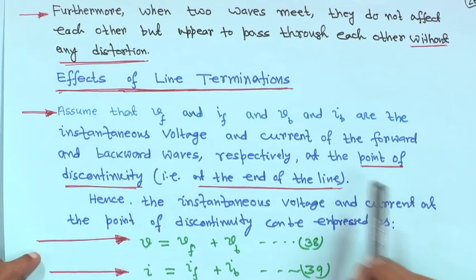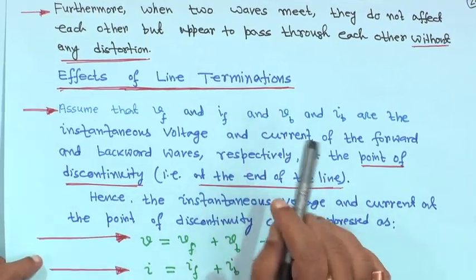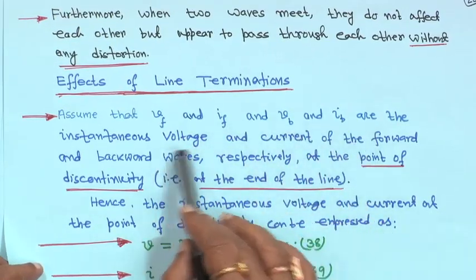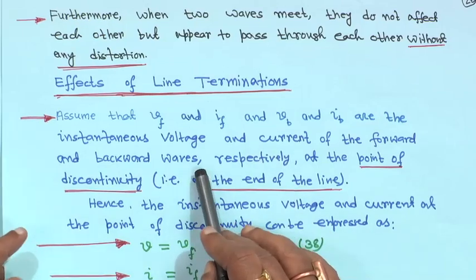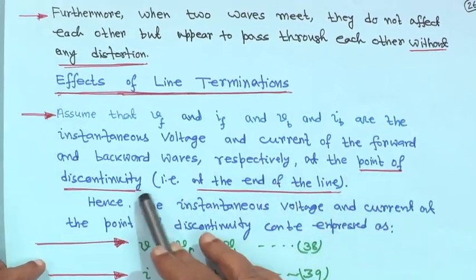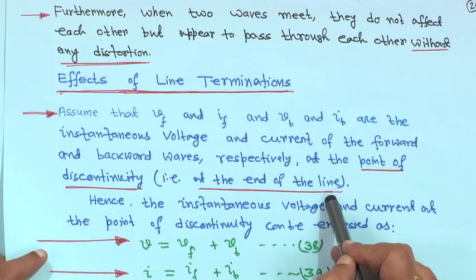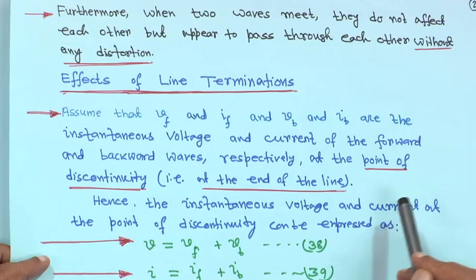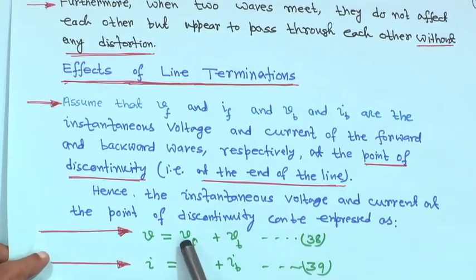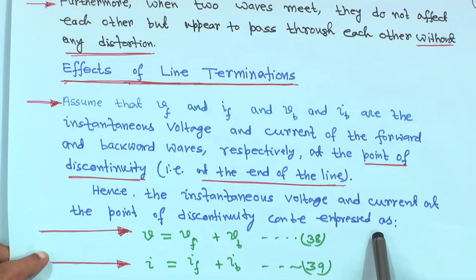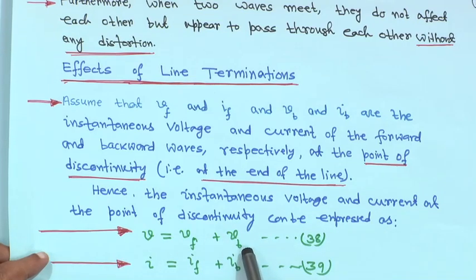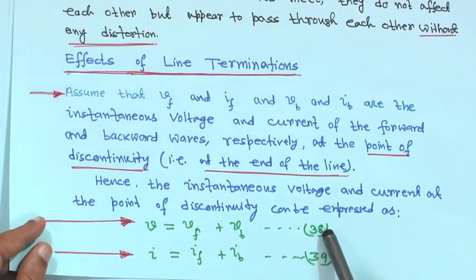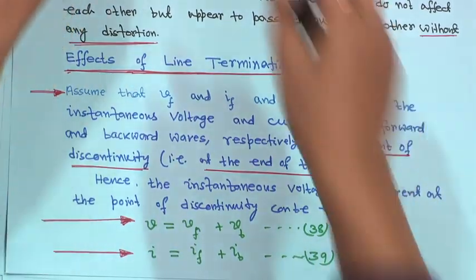Now, next is the effect of line termination. Assume that Vf and If and Vb and Ib are the instantaneous voltage and current of the forward and backward waves respectively at the point of discontinuity. Discontinuity means at the end of the line. Hence the instantaneous voltage and current at the point of discontinuity, that is at the end of the line, are V is equal to Vf plus Vb and I is equal to If plus Ib. This we have seen previously. This is equation 38 and this is equation 39.